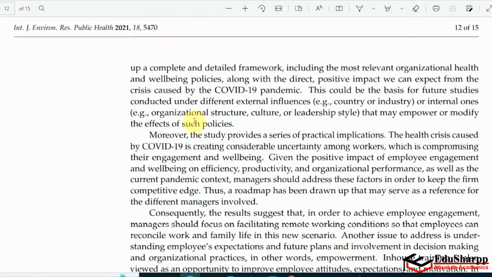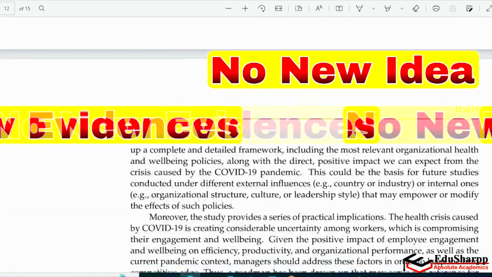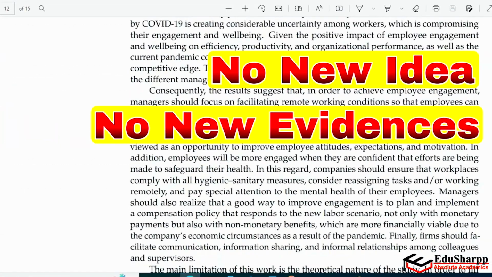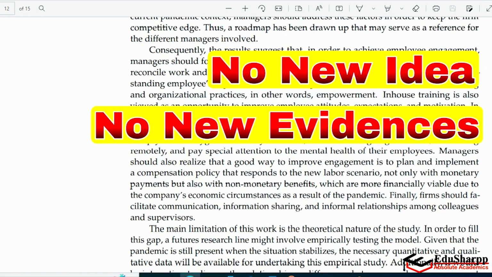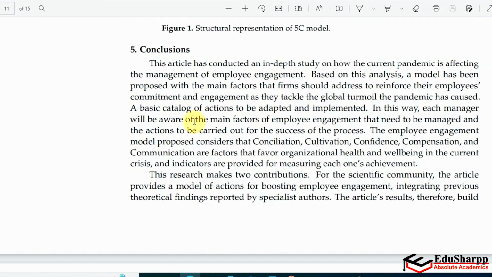In the end, you can see that they have not talked about any new idea in this paragraph, and there are no additional evidences or any kind of table or charts or diagrams presented here in the conclusion paragraph. So these are few things about conclusion paragraph that we should take care of. This is how a good conclusion is written.